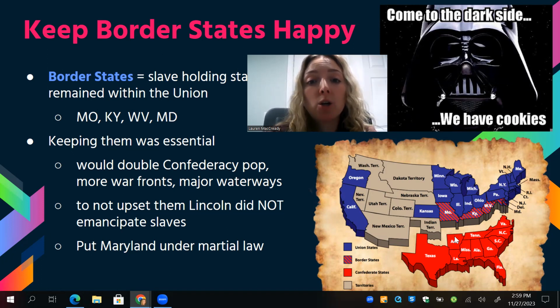Some of them really do want to secede. Like Maryland wants to secede. It's a really slaveholding state. Like that is part of their history from the beginning, since the Chesapeake era. And they try to secede, and Lincoln puts them under martial law. He sends federal troops to be stationed there, and they are under military control for the time being. So some of them are being held there against their will. But Lincoln is going to try to keep them as happy as possible. And we'll talk about that later when it comes to slavery.